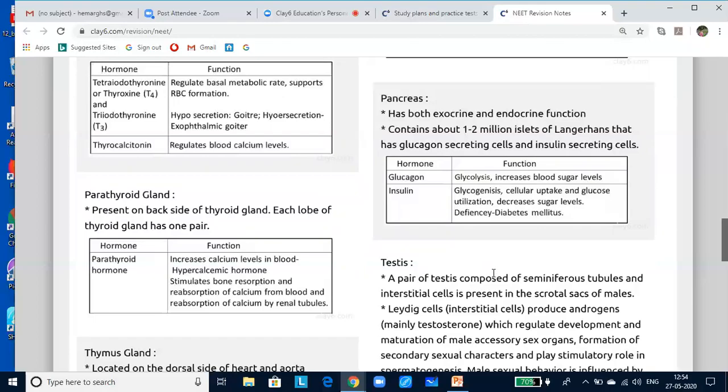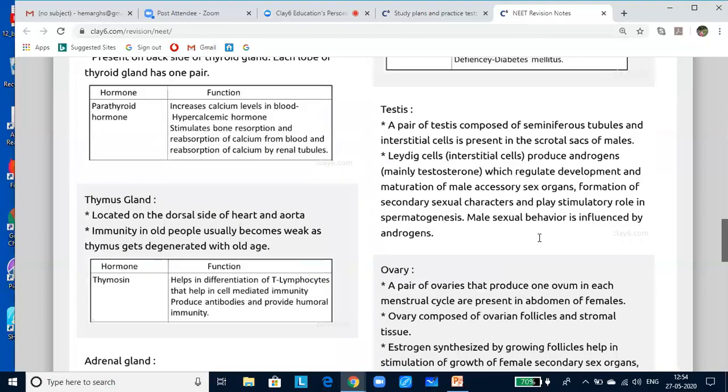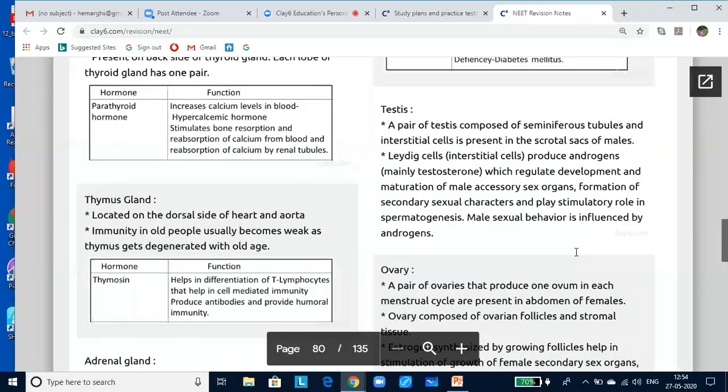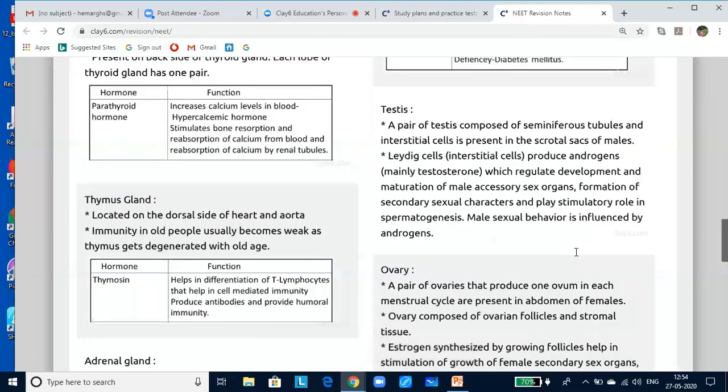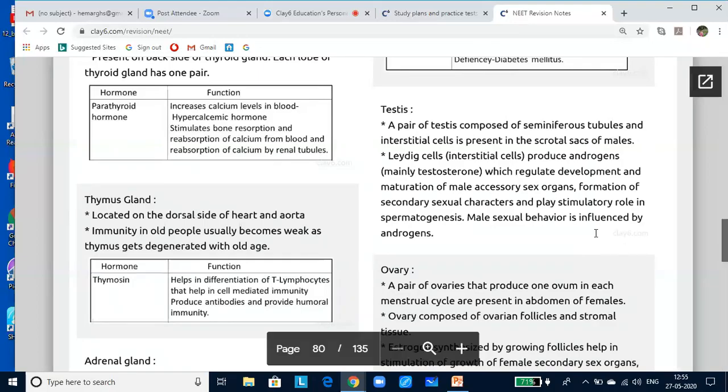Now let us get into the gonads. Gonads are the testes and ovary. A pair of testes composed of seminiferous tubules and interstitial cells is present in the scrotal sacs of the males, which are found outside the body of the abdomen. Leydig cells produce androgens, mainly consisting of testosterone, and this testosterone regulates development and maturation of male accessory sex organs, formation of secondary sexual characters, and plays a stimulatory role in spermatogenesis. Male sexual behavior is influenced by androgens.